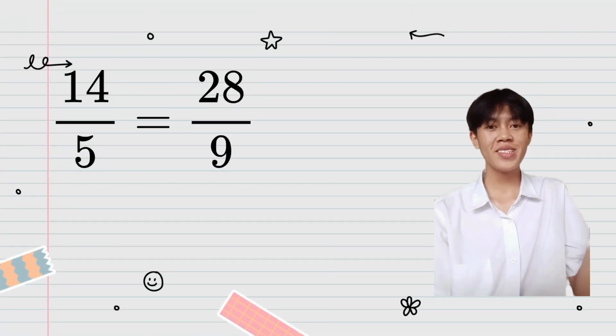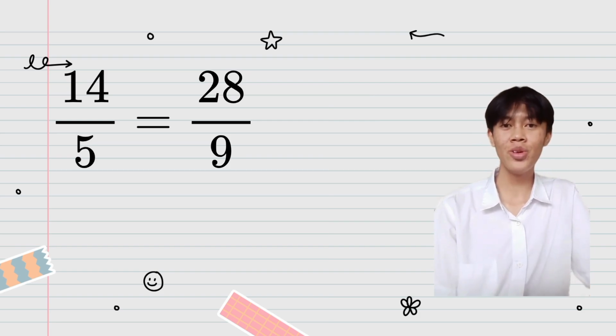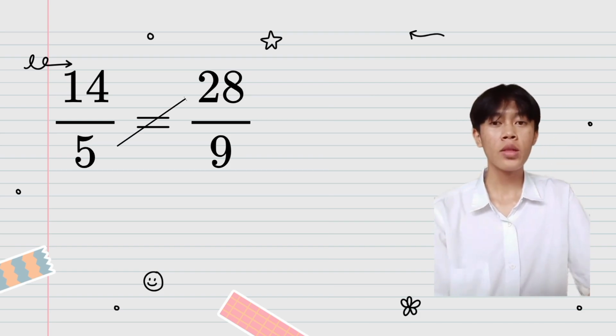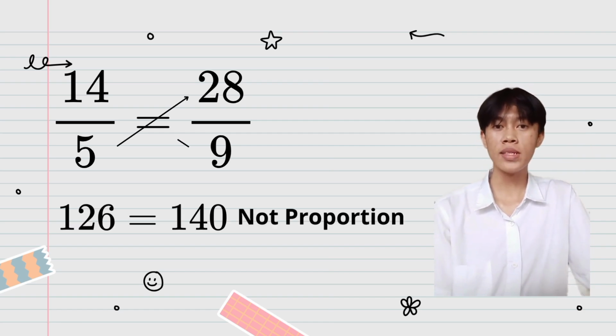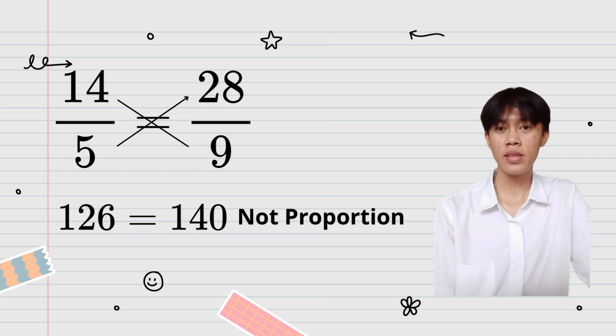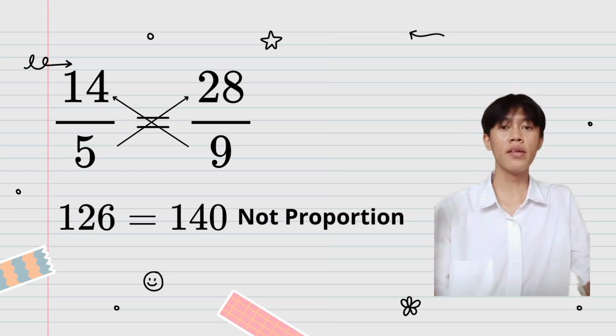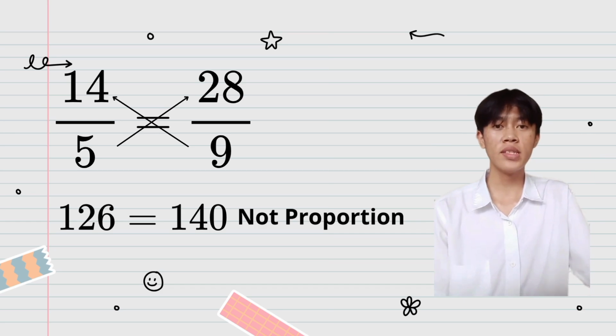Let's check this one. Again, we want to do the cross product. So it's 5 times 28. That's going to be 140. What's 9 times 13? That's going to be 126. So those two are not equal. So no, this is not a proportion.